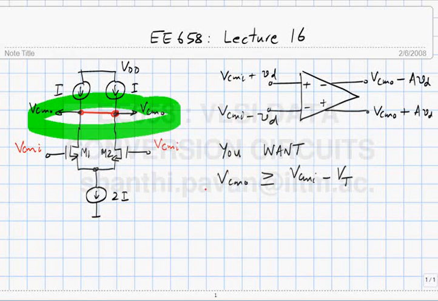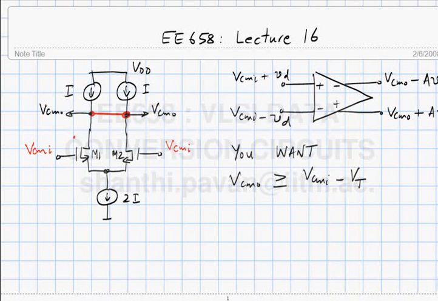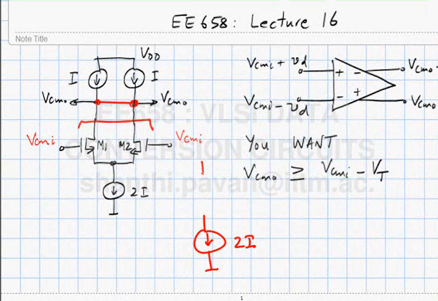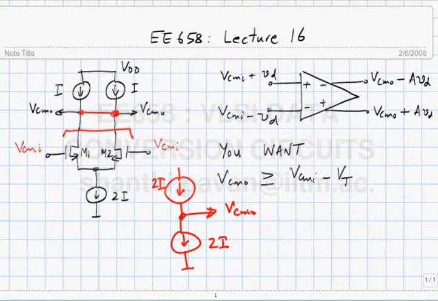So equivalently, it's like having a current source of value 2I, and I am pushing from the top another current source of value 2I, and what I am interested in is the potential VCMO. So two current sources are fighting, obviously Kirchhoff's law at that node is satisfied. So what is the potential at that node?